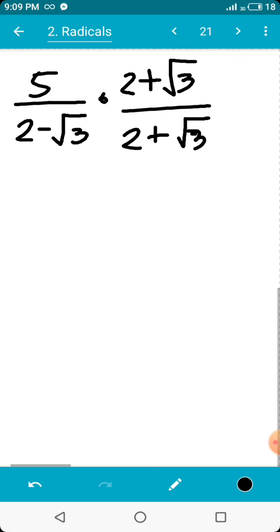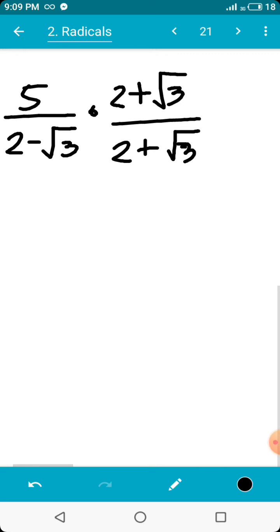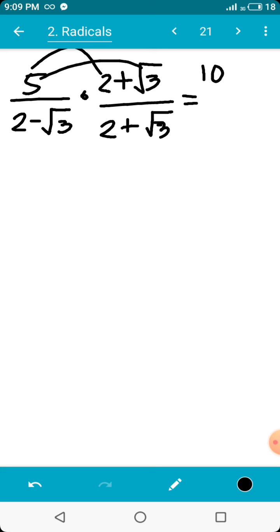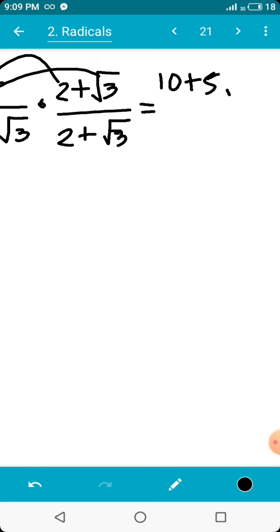Alright? So, unahin natin yung numerator. So, it will become 5 times 2, so that is 10. Okay, so that is 10. And then, 5 times positive square root of 3, so that is positive 5 square root of 3. Okay? So, yan yung sagot natin sa numerator.